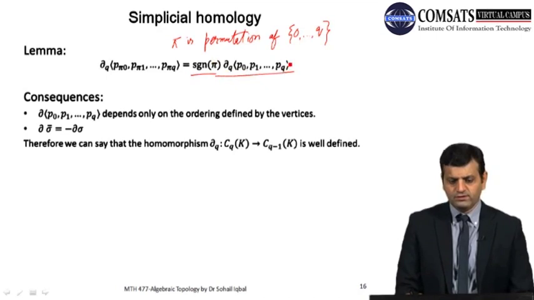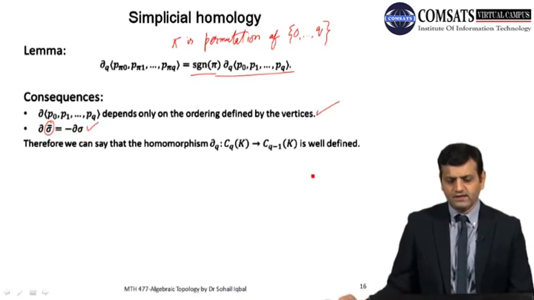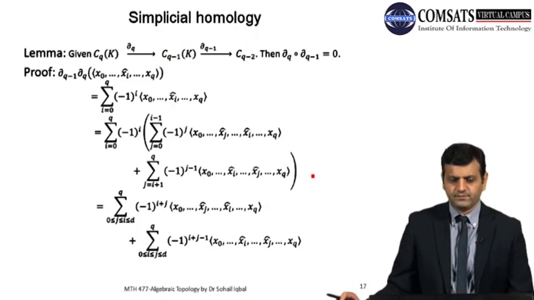So what are the consequences? One of the important consequences is that this depends only on the ordering defined by the vertices. Secondly, if we reverse the order, where sigma bar means we are reversing the order, then the boundary of sigma bar is equal to minus the boundary of sigma. Therefore we can say that this boundary operator from the free abelian group C_q(K) to the free abelian group C_{q-1}(K) is well defined.